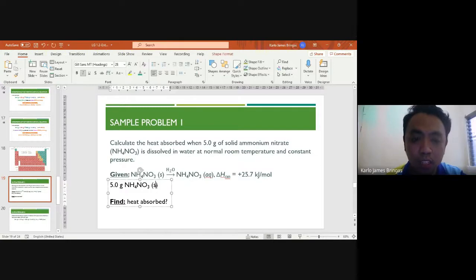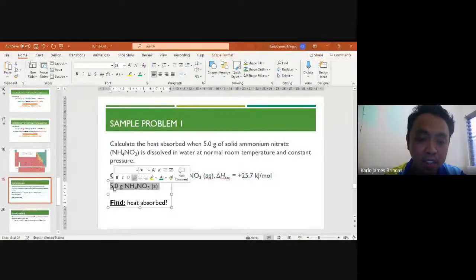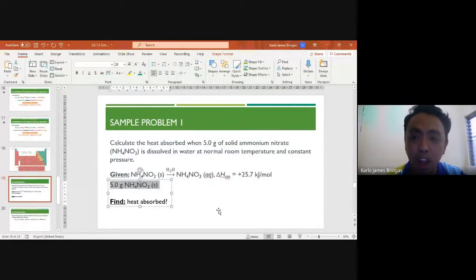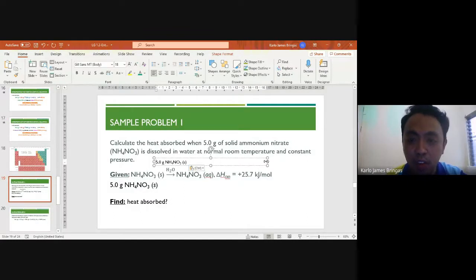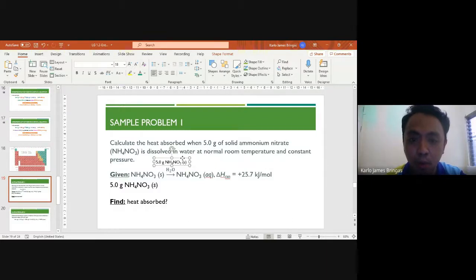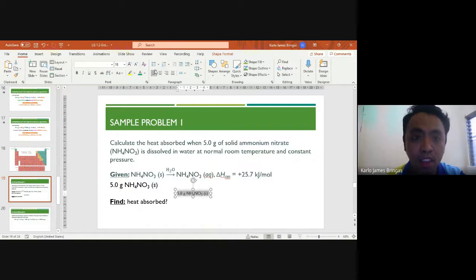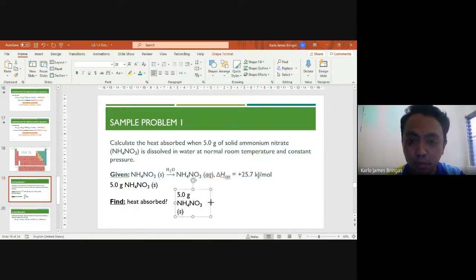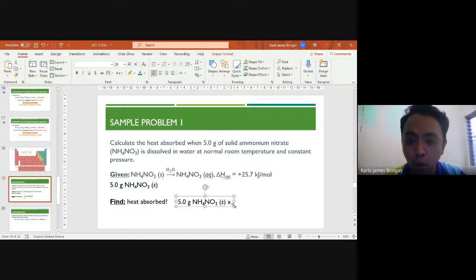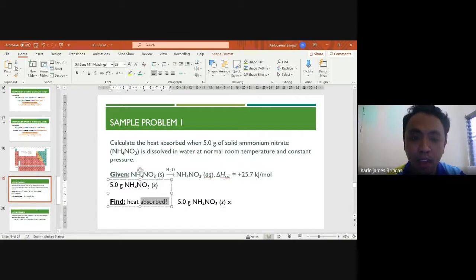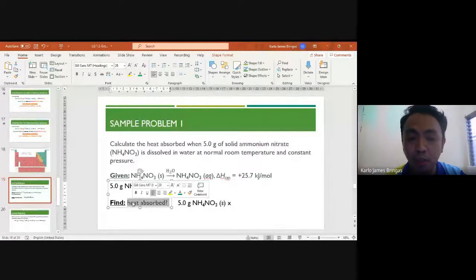So what we do is we just have this mass of ammonium nitrate as our starting point. So copy lang natin yung given information na iyan from our problem. We have 5 grams of ammonium nitrate. The solid one, to be precise. And this time, we'll try to multiply it to conversion factors so that we arrive at the quantity that's being asked of us.